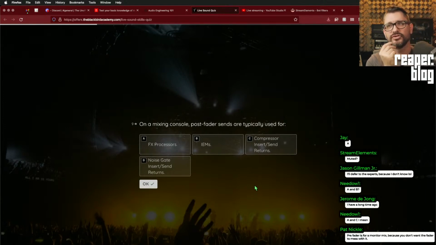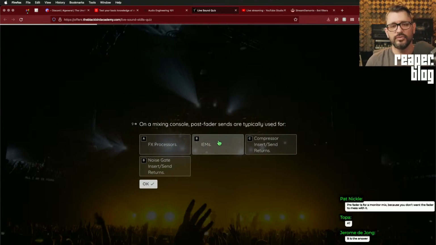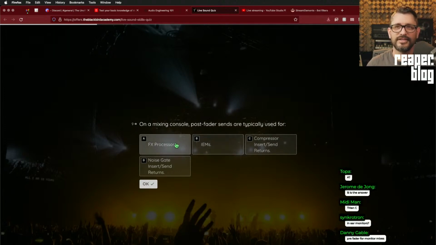On a mixing console, effects makes sense. Compressor send and return inserts, not actually a send. And noise gate insert send returns, not actually a send. Those inserts are plugged in line, in series in the channel. So we're going to go with effects processors. You wouldn't want to use B because you usually want independent control of each signal. Definitely wouldn't use a post-fader send on a click track, for example. I think we're kind of split here, but I'm going to go with A as the answer for this one.